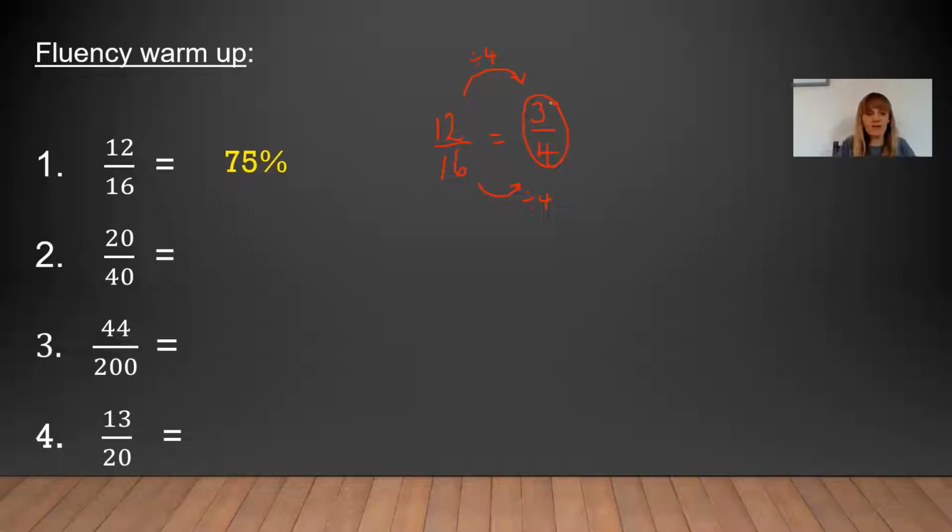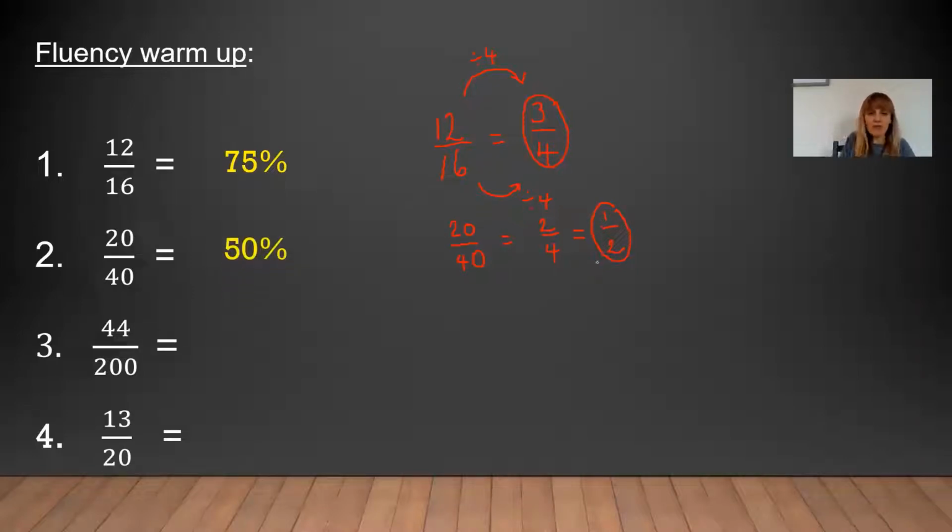Now 20/40. Again, I'm going to simplify this. Now, there's different ways you could simplify this fraction. You might think, oh, they're both in the 10 times table, so I'm going to divide them both by 10 to make it 2/4. Oh, but that's not as small as it can be. They're now both in the 2 times table. I'm going to divide them both by 2. Aha, it simplifies to a half. Now I know that a half is the same as 50%.